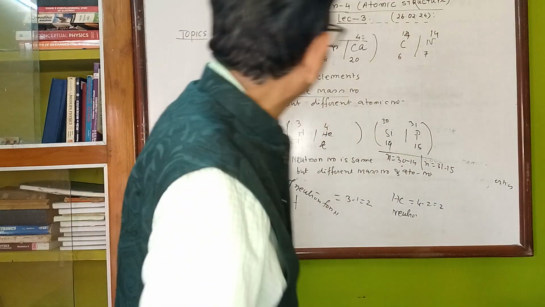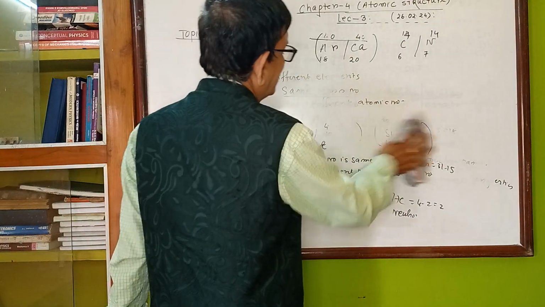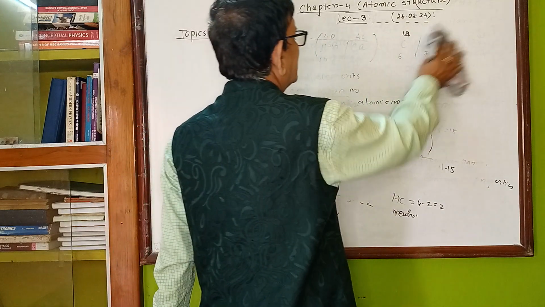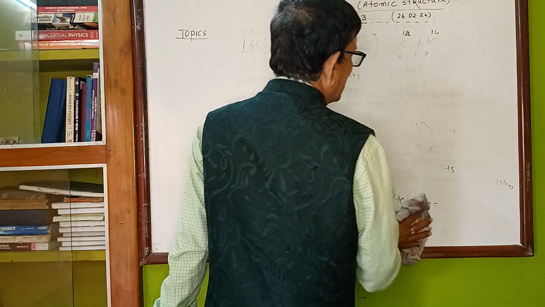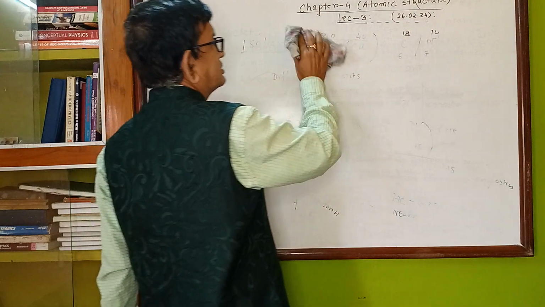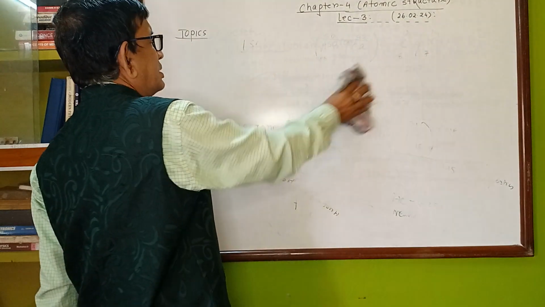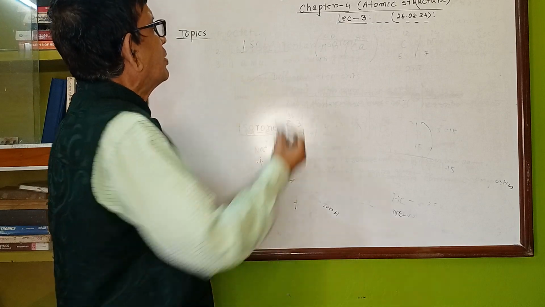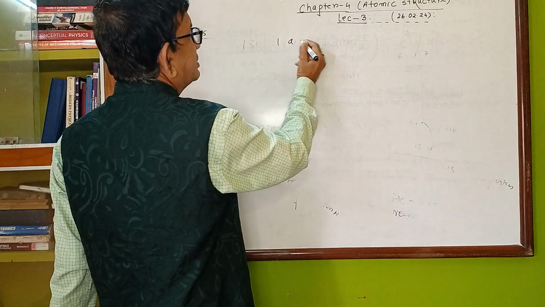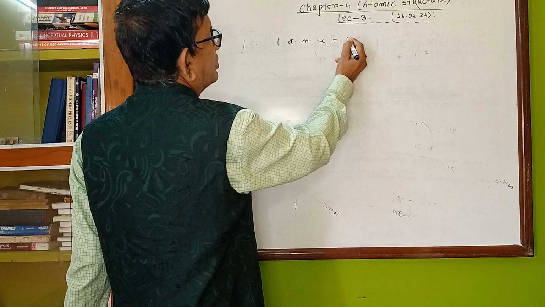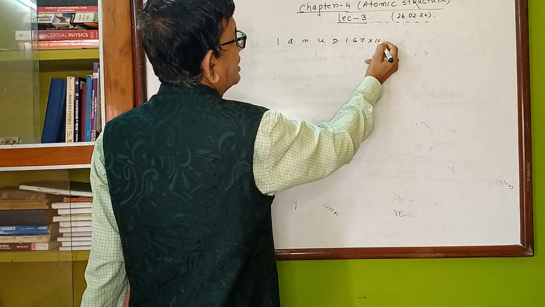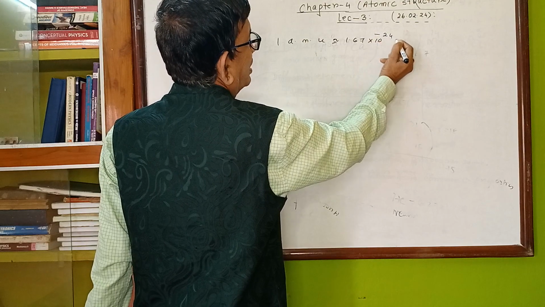Thank you. Next, the last one, which is very important for your interest. Those who are applying for any scholarship exam or any other exam will get tremendous help from this one. You know, one atomic mass unit is equal to 1.66 into 10 to the power minus 24 gram.